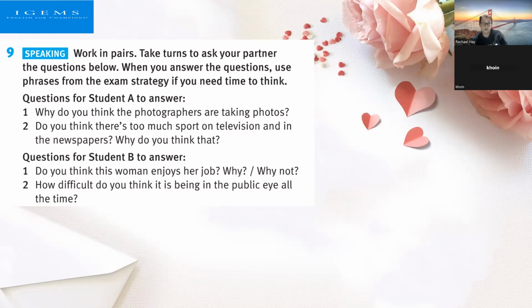Can you answer number two for me? No. Okay, no. Why do you think no? There's never enough sport on television or newspaper. Okay, there's never enough. So you like watching sport, you like reading about sport, watching sport. Okay, good.